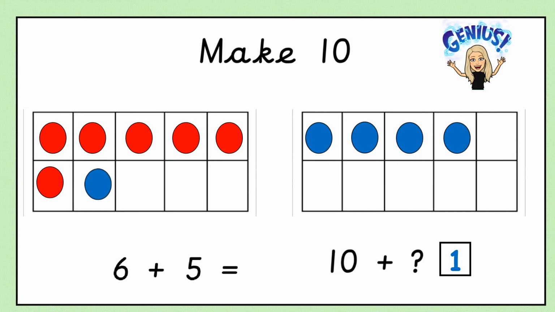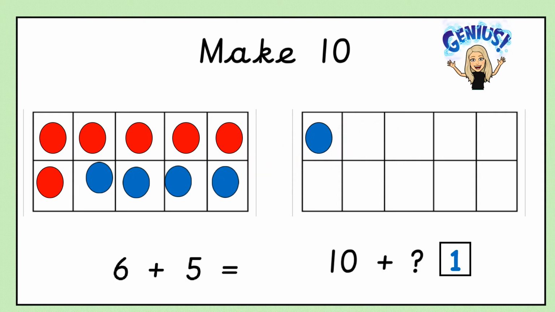I have 6 red. I need 1 more, 2, 3, 4 more. That's it to make the 10 frame full, to make 10. So instead of the number sentence being 6 add 5 is equal to something, my number sentence is, how many are here? 10, that's right. We made the 10 frame full, we made 10. And how many are here? 1. And we know, super duper easy. What's 10 add 1? 11, that's right.